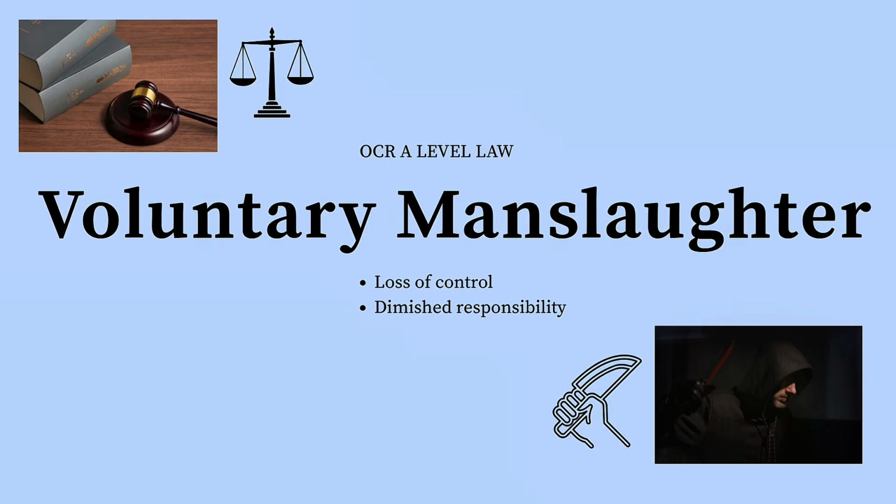Today we're going to be going through voluntary manslaughter. This falls under non-fatal offences in OCR A Level Law, and we're going to be looking at loss of control and diminished responsibility, which are the two types of voluntary manslaughter.